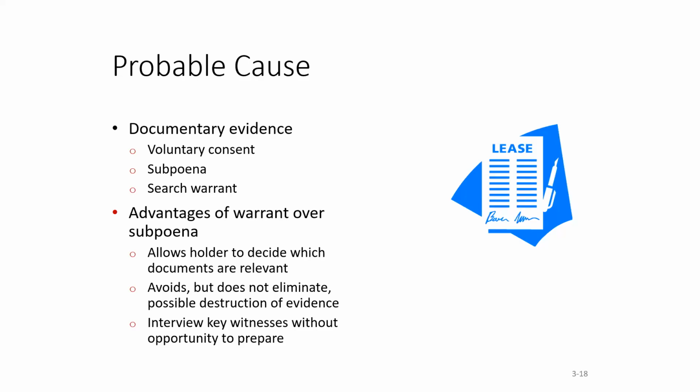Search warrants may be used to obtain documents and physical evidence. When we have a search warrant, these are issued by a judge based on the probable cause, and that puts the investigator in charge of the evidentiary search. In a voluntary consent and a subpoena, it's the person giving the documents that decides what to turn over. With a search warrant, it's the investigator who gets to go in and decide what is relevant and what to take.